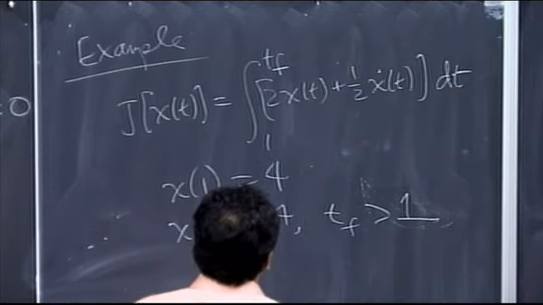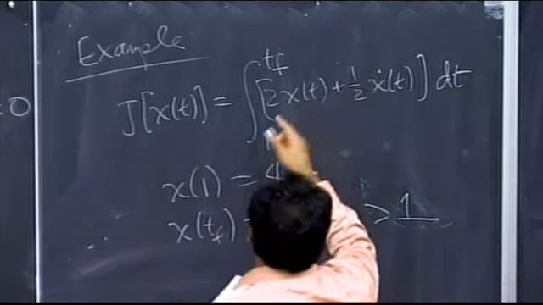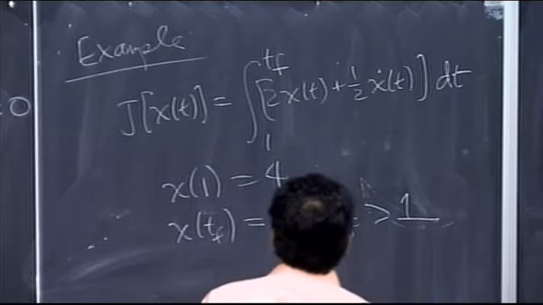So this is a constraint. This integral doesn't make any sense. It would go backward if TF wasn't bigger than 1.